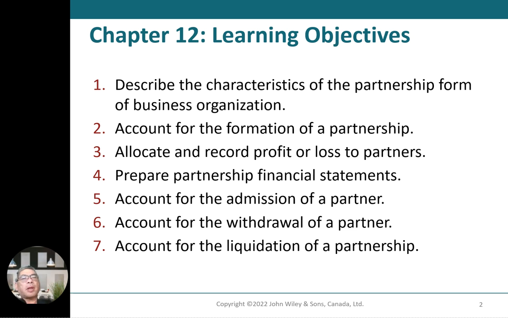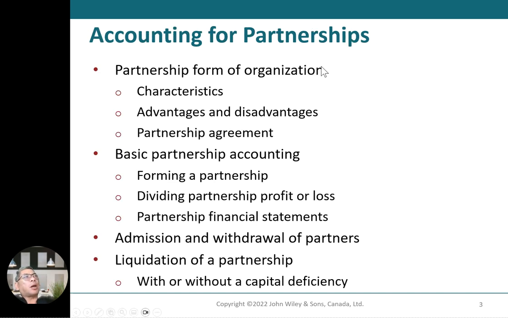Partnership between, let's say I'm setting up a shop like a samosa shop. Instead of doing it by myself, I'm going to have another partner, let's say John, okay? So what is accounting for partnership? A partnership is a form of organization with characteristics, advantages and disadvantages. There's a partnership agreement between me and John, for example. The basic partnership accounting covers forming a partnership, dividing partnership profit and loss, and partnership financial statements as well. So let's say my partnership with John is 50-50 in terms of the agreement.